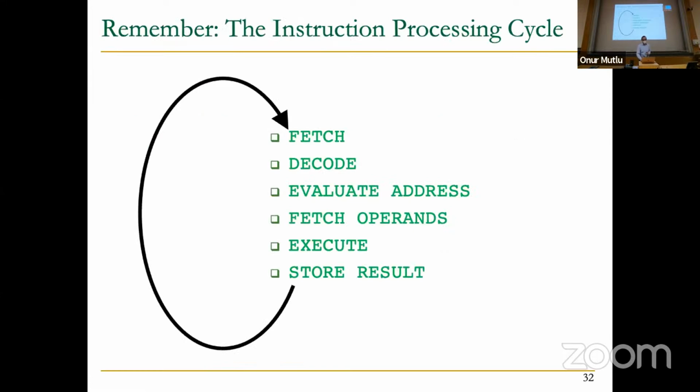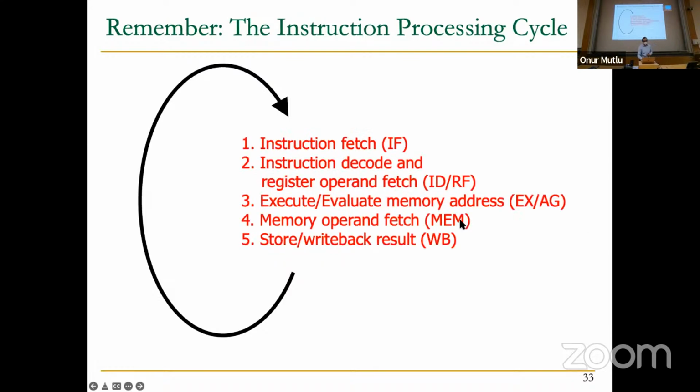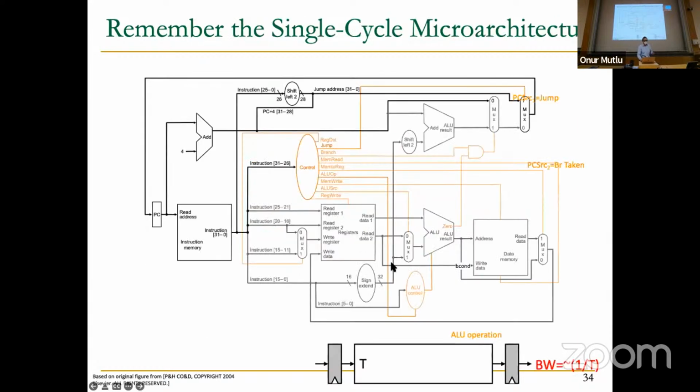Again, this is a reminder, this is our instruction processing cycle. This is another view of it. And this is the 5 stages that we discussed earlier. And we're going to build a machine that has these 5 stages in a pipelined way. And we're going to start with a single cycle microarchitecture. Actually, it turns out single cycle microarchitecture is a better place to start for pipelining a machine than a multi-cycle, because multi-cycle reduces the resources significantly.